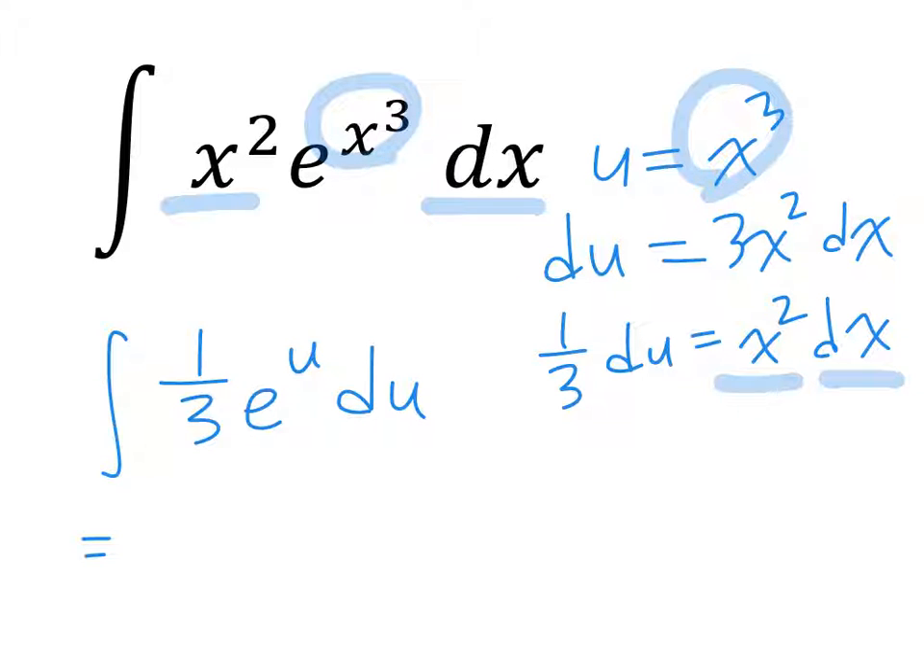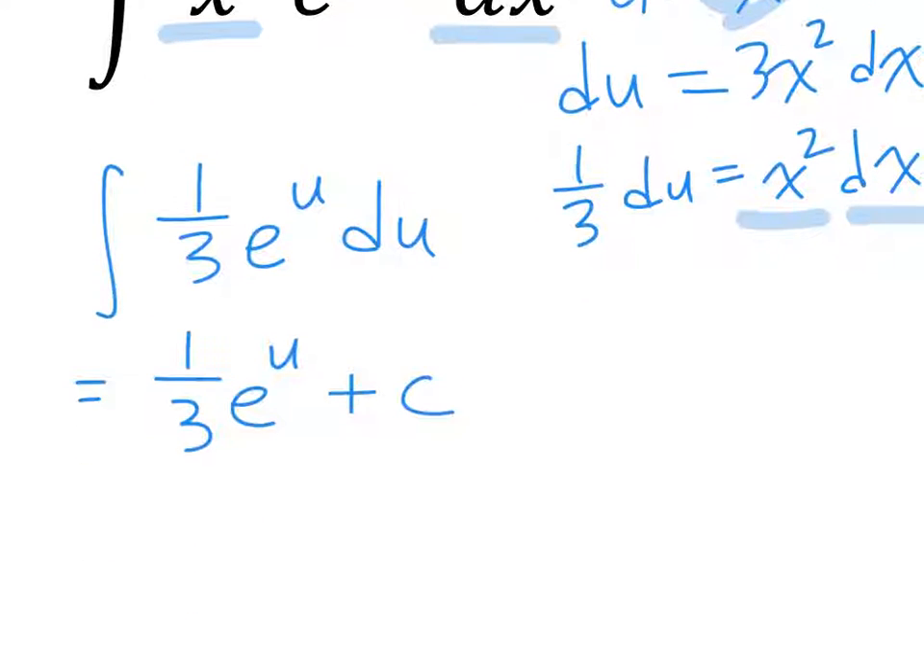All right, so this answer becomes 1/3 e to the u plus c, right? The integral of e to the u is just e to the u. And then the last thing we want to do is just substitute back. So this is 1/3 e to the x cubed plus c.